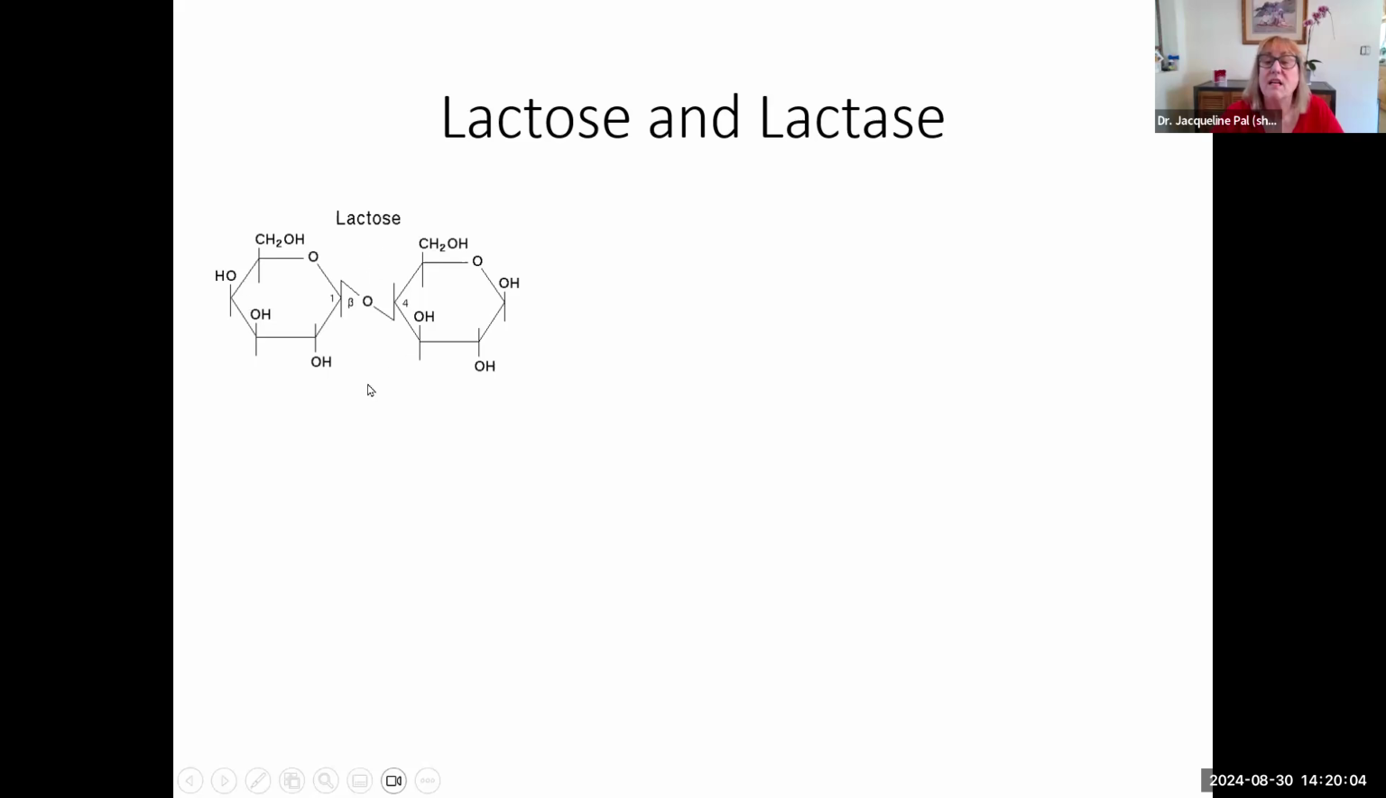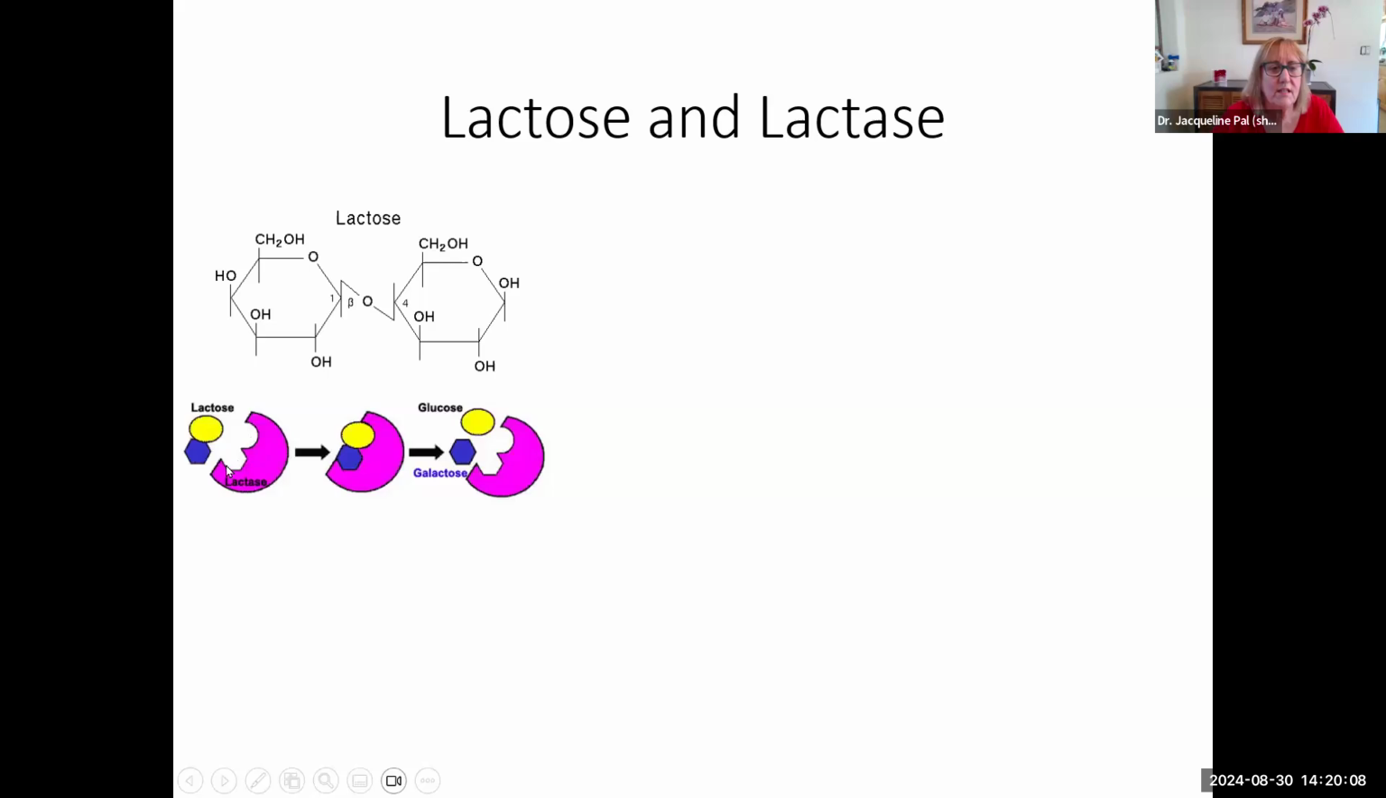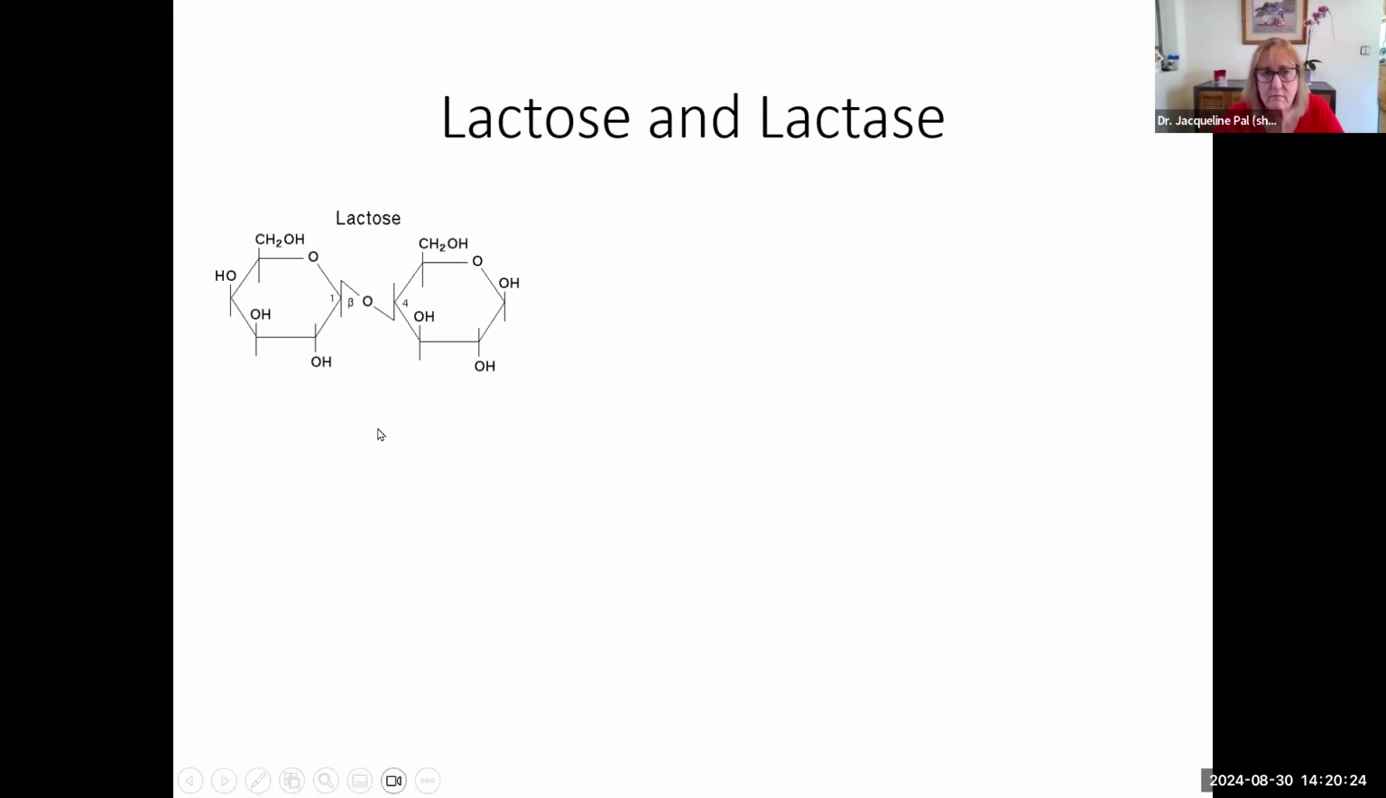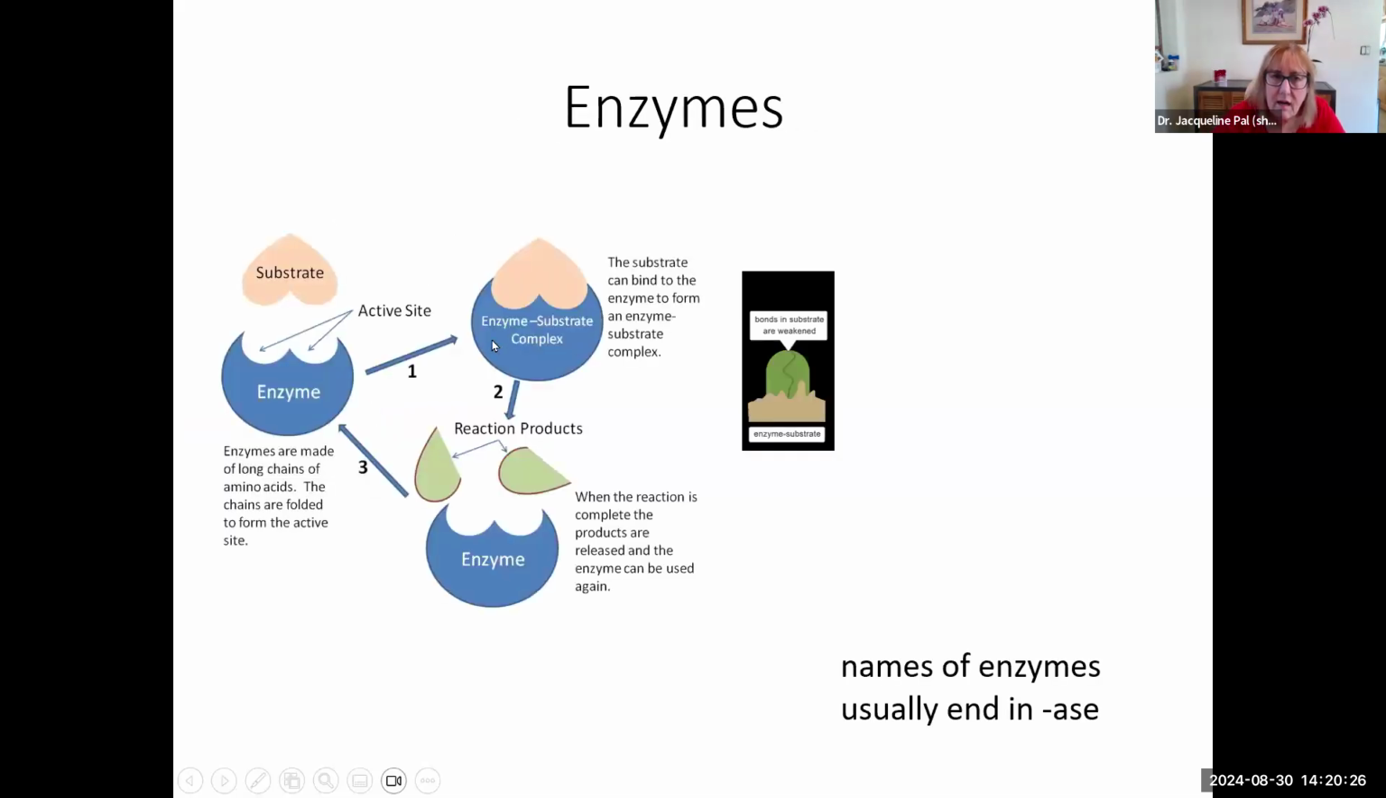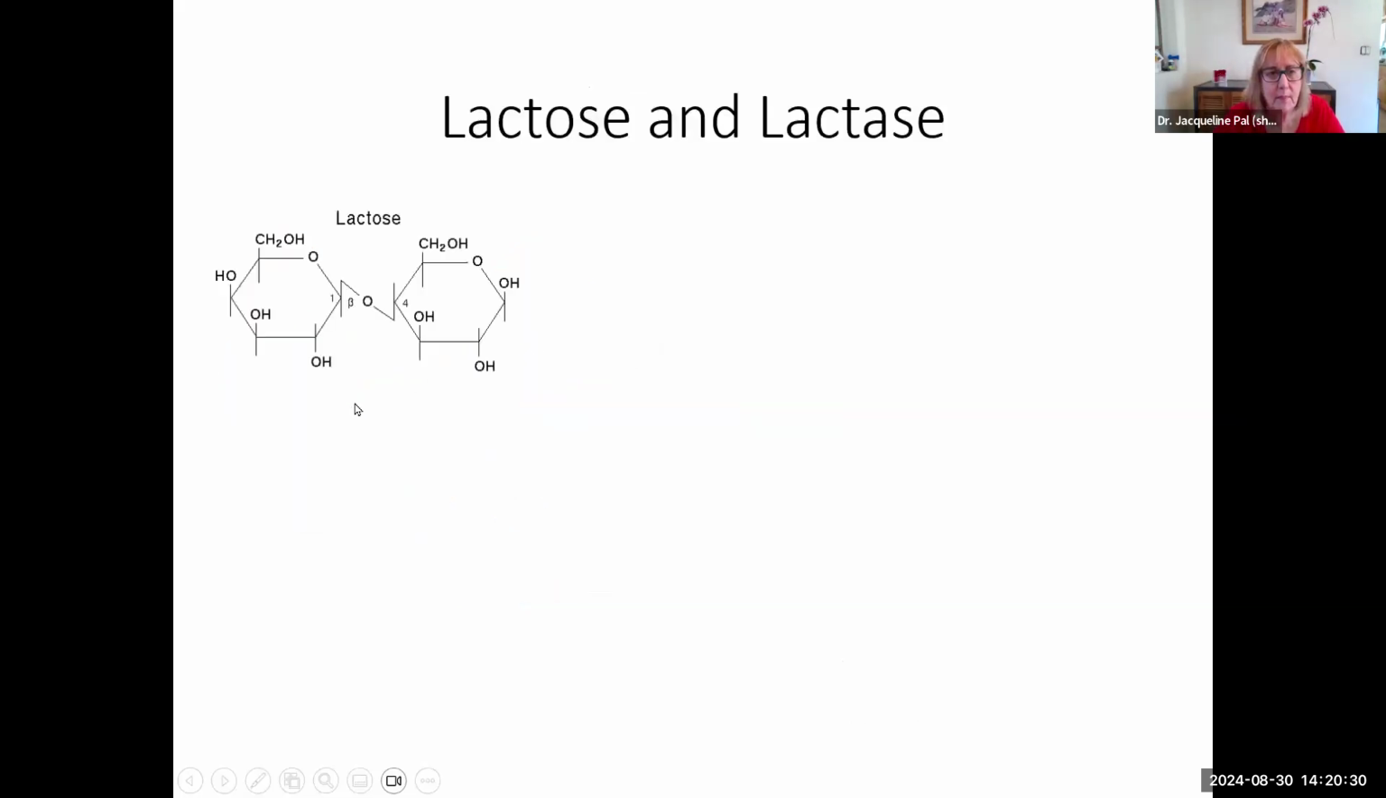So here is our sugar, lactose. You may not recall, it's a dimer. Okay, so it's going to fit into, what was this part called? The active binding site of the enzyme lactase. In this case, lactose is the substrate. It fits in there, forms, what's this whole thing called? Go back here, an enzyme substrate complex.